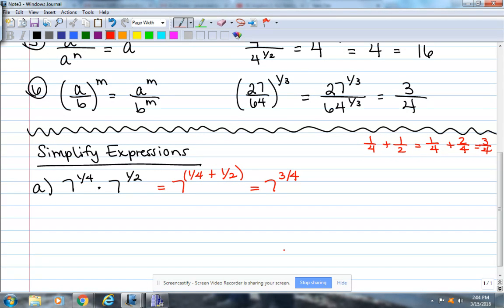Now, can we take a fourth root of 7? No. So this is our simplified answer. It will not simplify any further. Now, if you could take whatever root this denominator is of that base, then you can simplify again. Does that make sense? Since we can't take a fourth root of 7 and get a whole number, we're done. 7 to the 3/4 power. Just leave it like that.